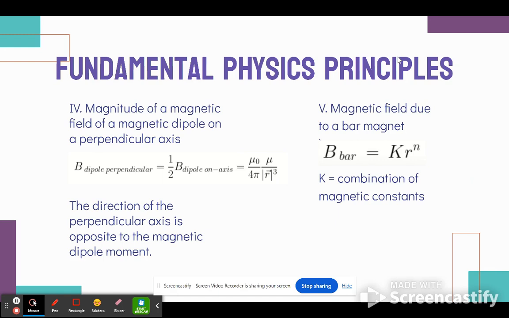For the magnitude of a magnetic field of a magnetic dipole on a perpendicular axis, you can use this formula, and the direction of this magnetic field is opposite to the dipole moment. The magnitude of the magnetic field due to a bar magnet is k times r to the n, and this is used to solve for the dipole moment.